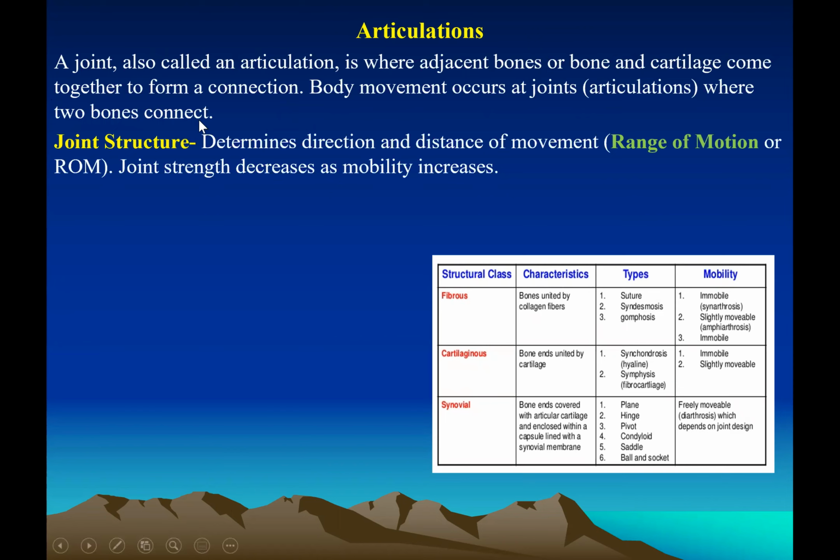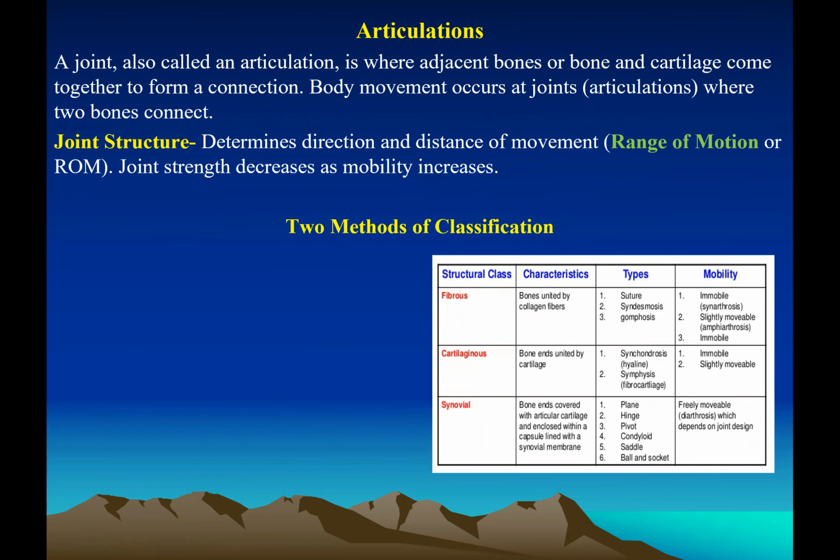The joint structure, how they come together and how they articulate and how they are held together, will determine the direction and the distance of movement. It's also called the range of motion, or ROM. In general, if a joint has a lot of mobility, then its stability will decrease.